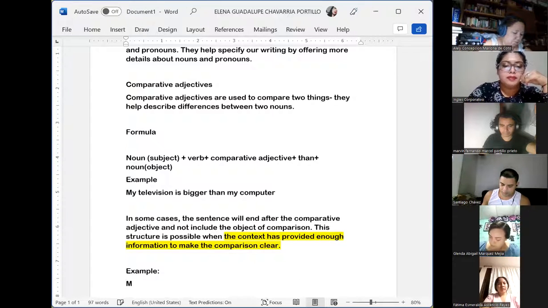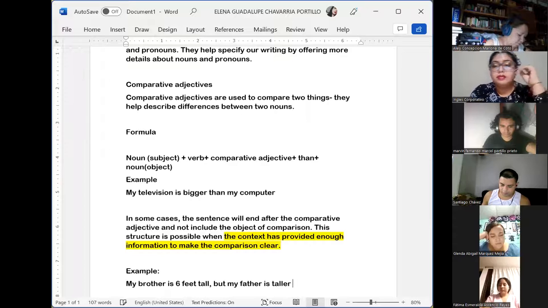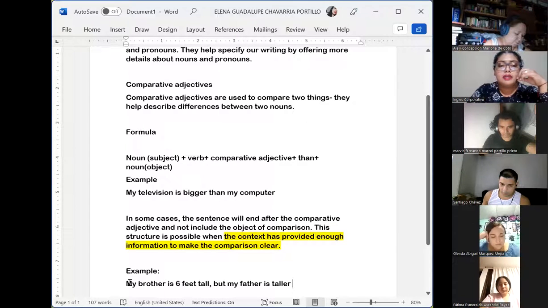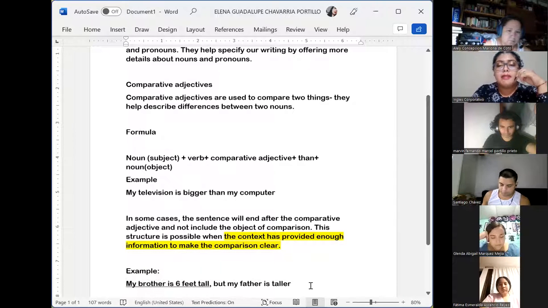My brother is 6 feet tall, but my father is taller. So we're talking about my brother that is 6 feet tall. And then we say, but my father is taller. Si nosotros separamos esa oración y hacemos que esta no exista en ese momento, this one. And we say, my father is taller. Mi padre es más alto que quién.